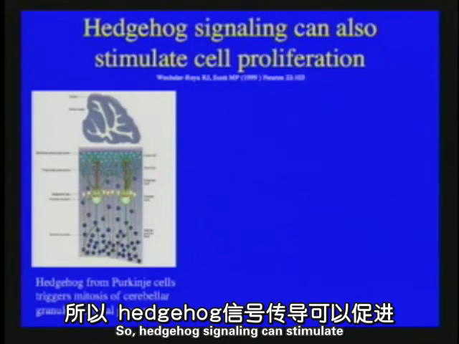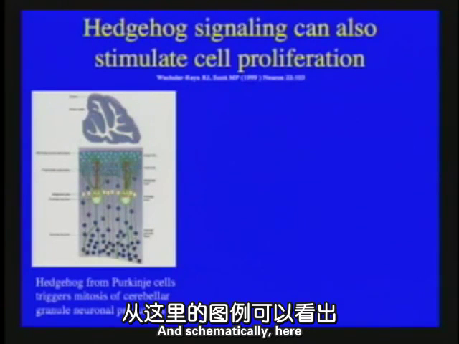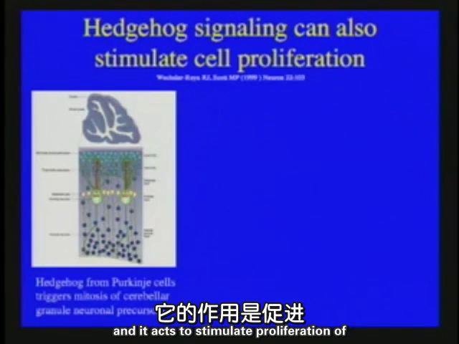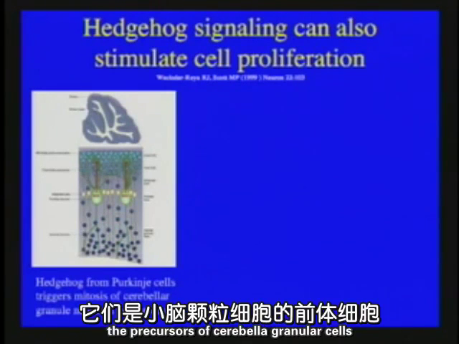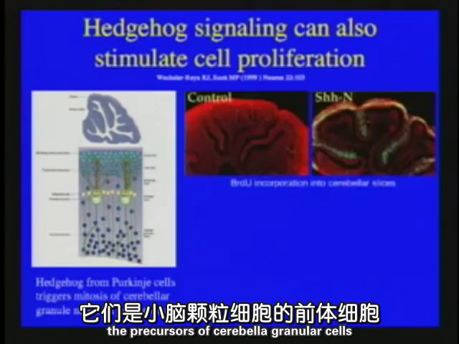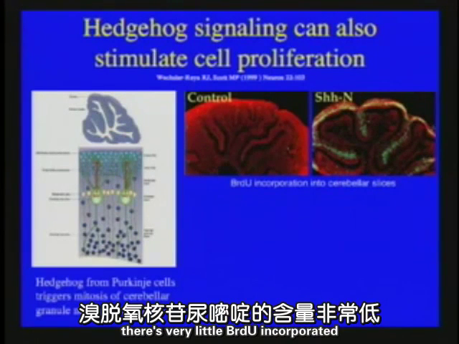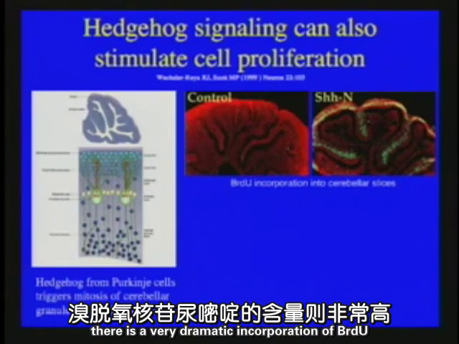So hedgehog signaling can stimulate cell proliferation in the developing cerebellum. And schematically here, hedgehog is expressed in the Purkinje cells, and it acts to stimulate proliferation of the external granule layer, the precursors of cerebellar granule cells. And here, just to illustrate that, what you see is that in a cerebellar slice, a control slice, there's very little BrdU incorporated. However, if that's incubated with sonic hedgehog protein, there is a very dramatic incorporation of BrdU.